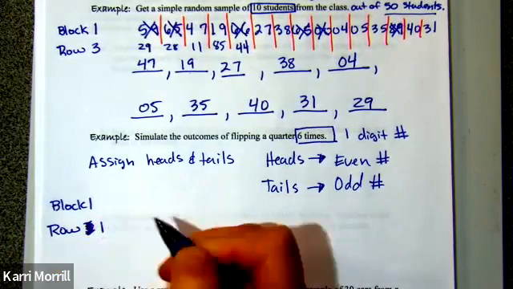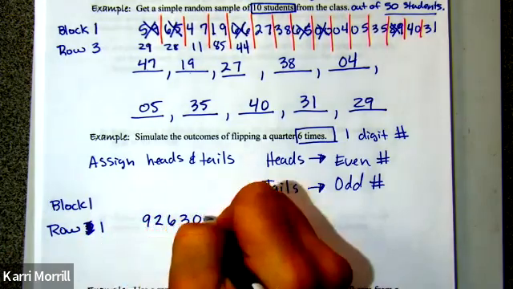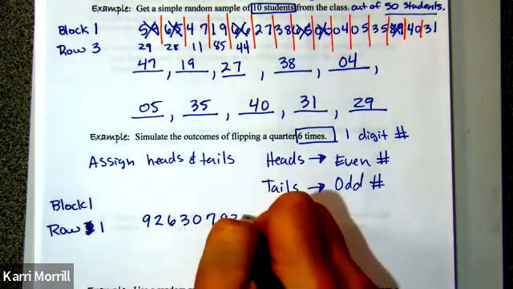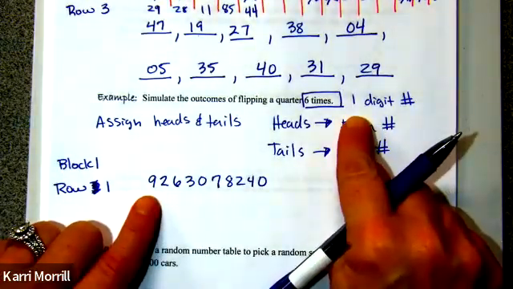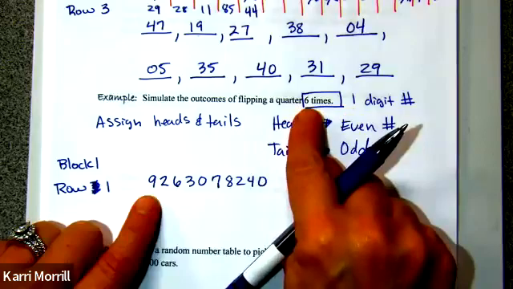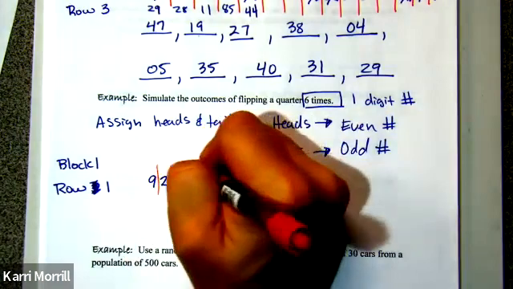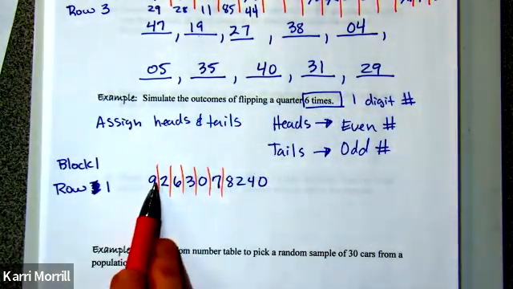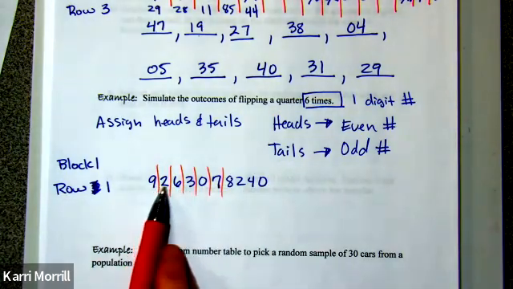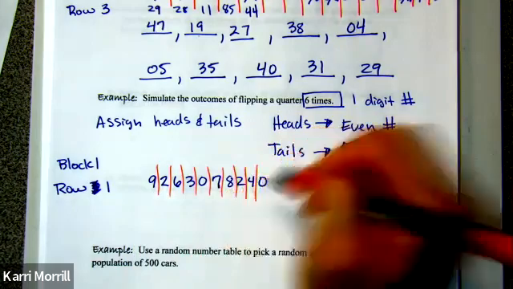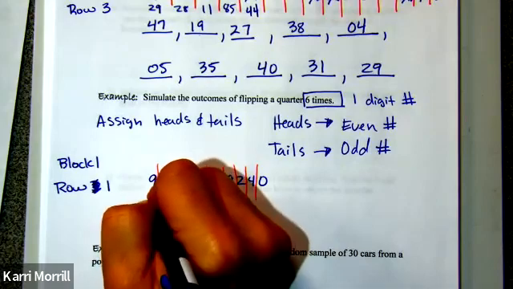Let's do row 1. So we're going to write down 9, 2, 6, 3, 0, 7, 8, 2, 4, 0. This one's easy because we're just splitting them in groups of 1, because if we're only doing it 6 times, that's a 1-digit number. So all of these are just individual numbers. I needed 6 digits, but you can go ahead and separate them up if you want. Because really we're just deciding if it's even or odd.